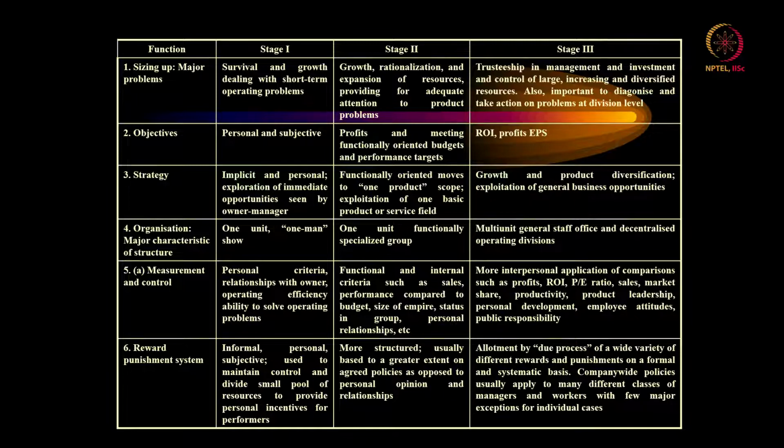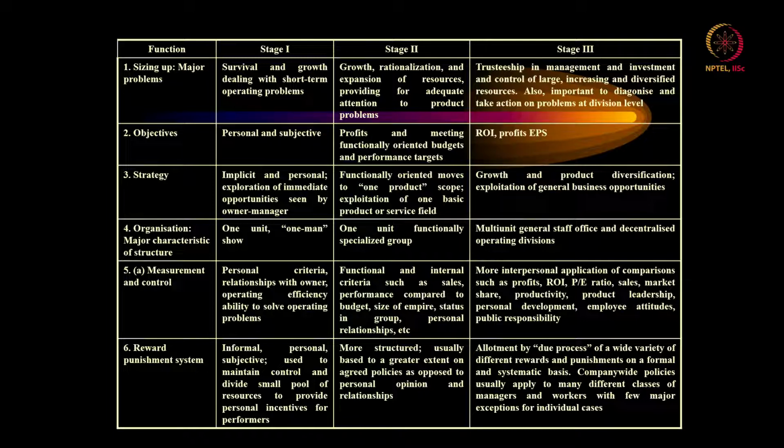Then stage 2, more structured, usually based to a greater extent on agreed policies as opposed to personal opinion and relationships. So, when you are coming to stage 2, this liberty which this entrepreneur used to have in stage 1 disappears. He cannot take vital decisions without consultation. So, he has to consult with the functional unit people before taking any decision.